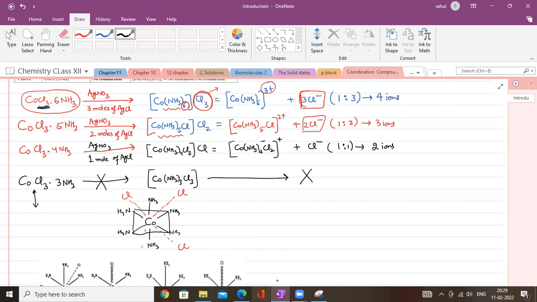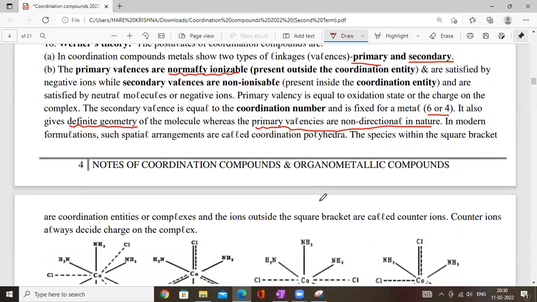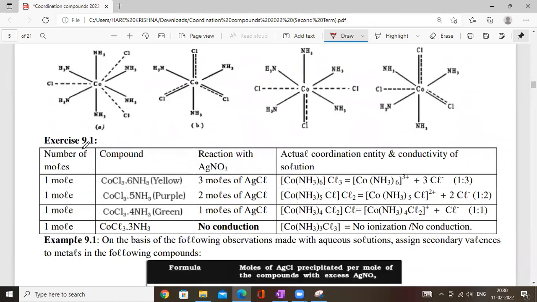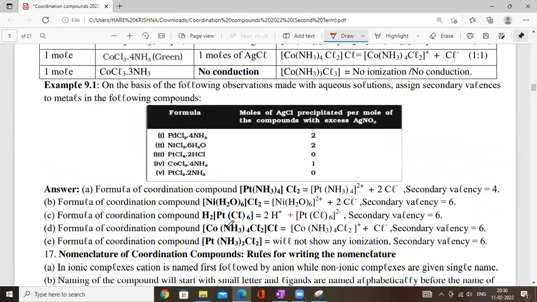That means the coordination number tells the geometry, and chlorides or primary valencies are non-directional in nature. That's why it is called coordination polyhedra. And these are the molecules. And this is the exercise 9.1 question which I was discussing, that it was non-conducting. I'll take up one question before I go to the nomenclature.